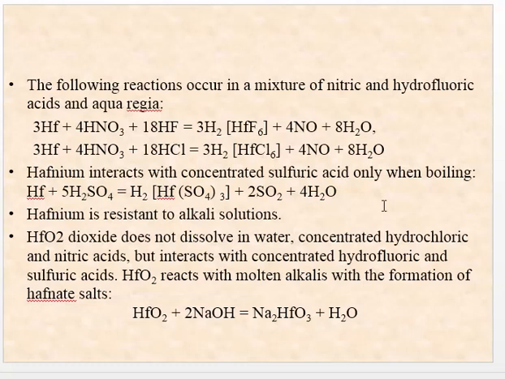Hafnium interacts with concentrated sulfuric acid only when boiling. With sulfuric acid, we can prepare these compounds. Hafnium is resistant to alkali solutions. Hafnium dioxide doesn't dissolve in water, concentrated hydrochloric and nitric acids, but interacts with concentrated hydrofluoric and sulfuric acids. Hafnium dioxide reacts with molten alkalis with the formation of hafnate salts, for example, sodium hafnate.